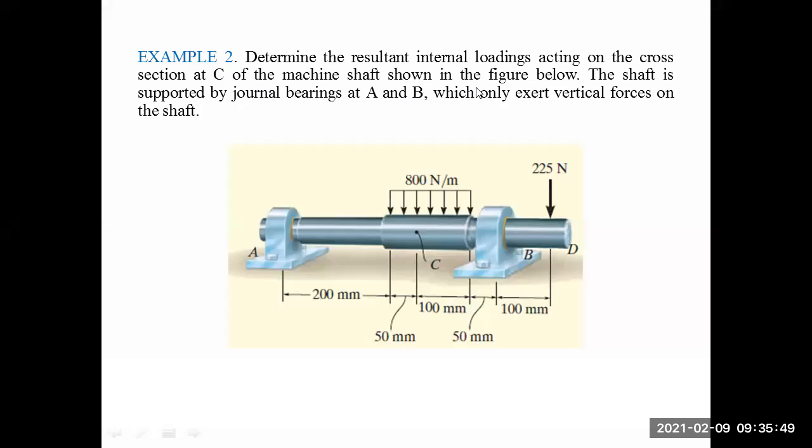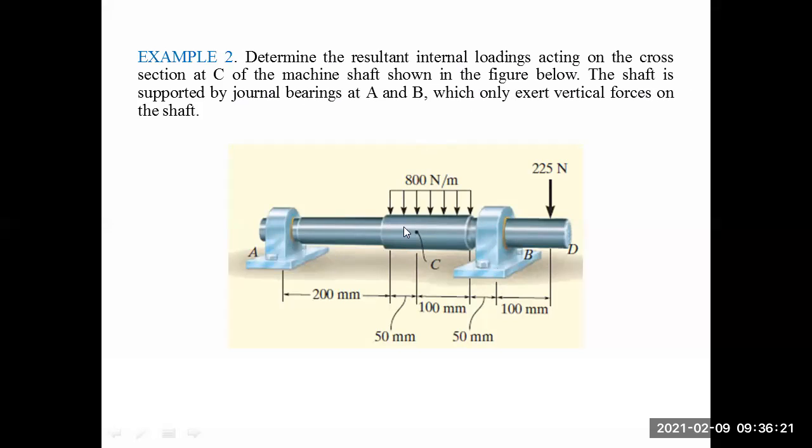Of the machine shaft shown in figure below, the shaft is supported by bearings at A and B. So that means the bearing, does it move to the left or right, which exert vertical forces on the shaft. Vertical forces. Okay. So determine the internal forces at point C.